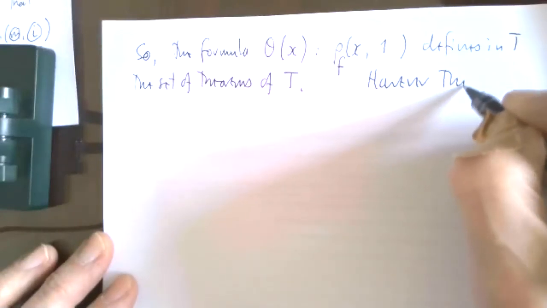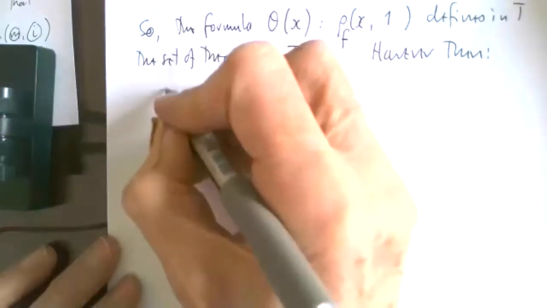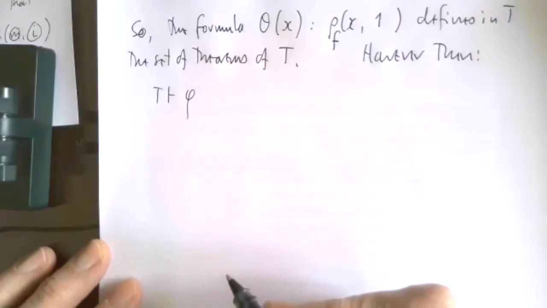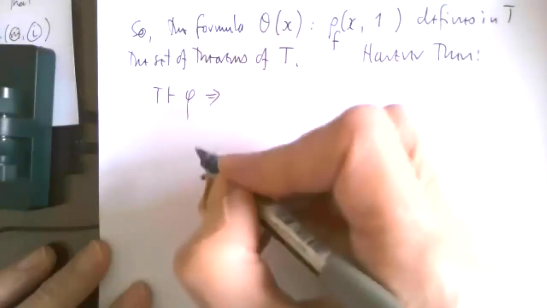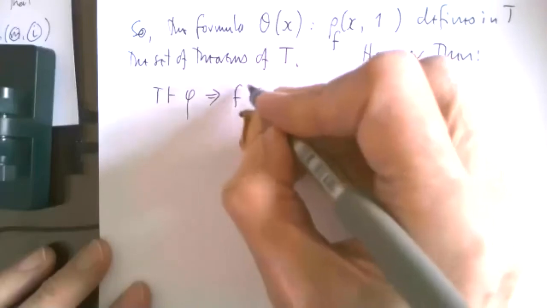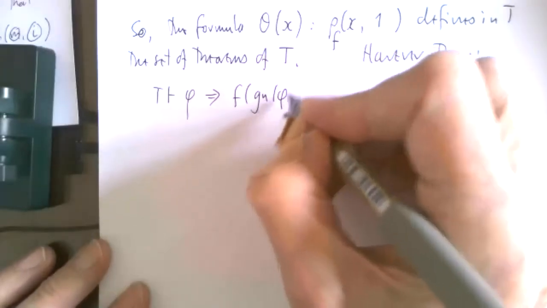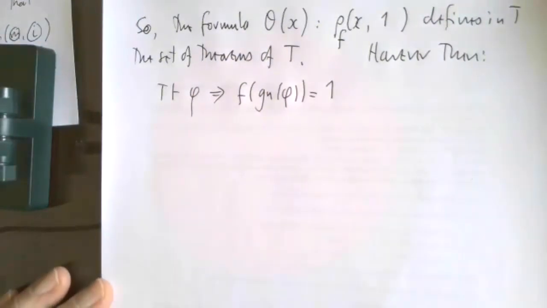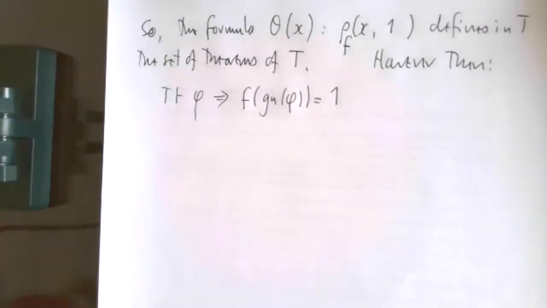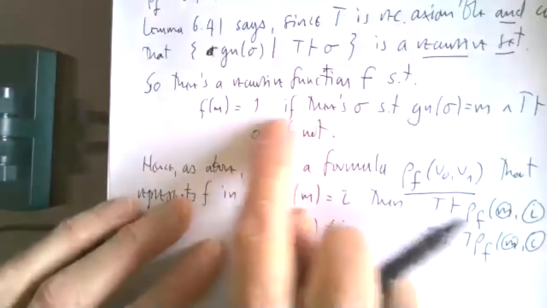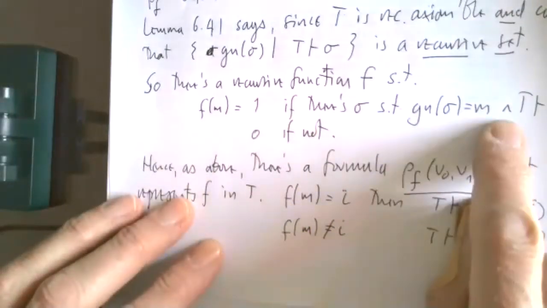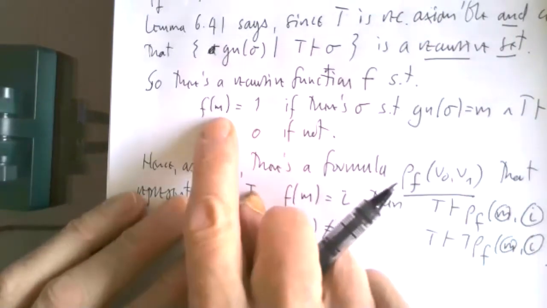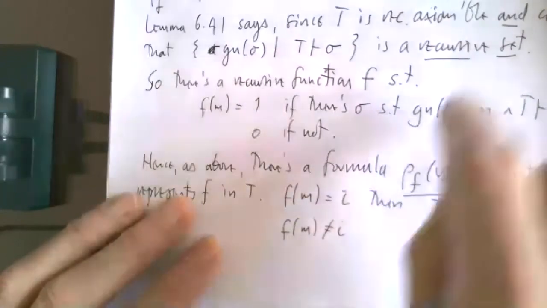So what does this mean? We're saying if T proves phi, this means f of the Gödel number of phi is 1. Because what was f? f returned a 1 if T proved phi, right? It returned a 1 for the Gödel number of this theorem.